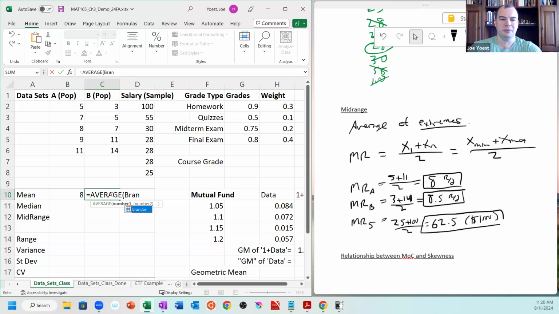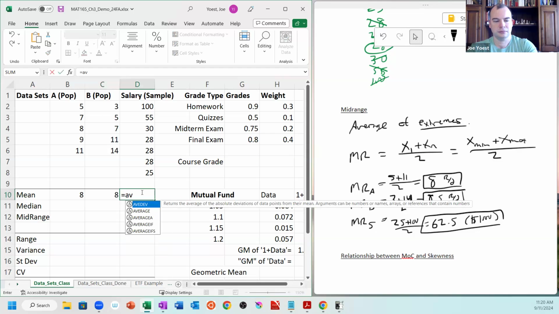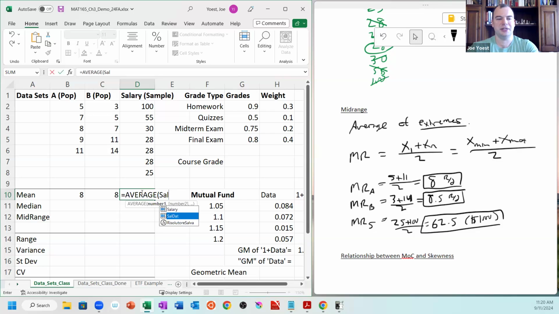And then again, I start typing Brandon. I see that the Brandon data set is selected. I can hit tab and it selects it. I see my box there, it looks good. I see Brandon's average is also 8. And again, if I do equals average, and I'll use this crazy salary data, SALDAT, computing the average of the salary data.